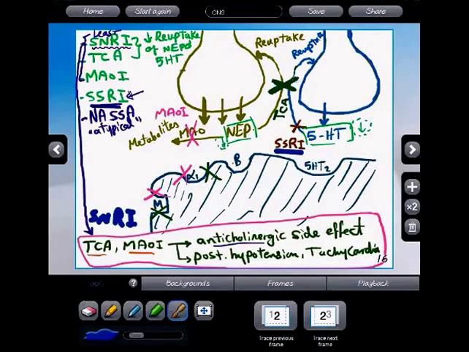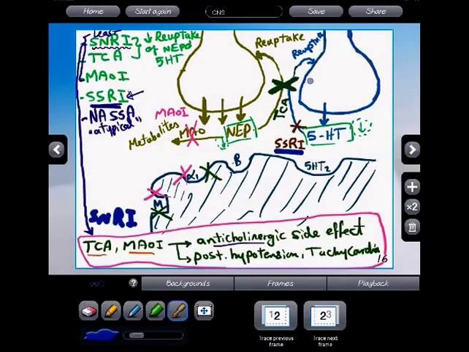I can give a tricyclic antidepressant. The tricyclic antidepressant inhibits the reuptake of norepinephrine and serotonin. Both of them are inhibited, so it inhibits both norepinephrine and serotonin reuptake by the nerve. So it increases the norepinephrine and increases the serotonin at the same moment.